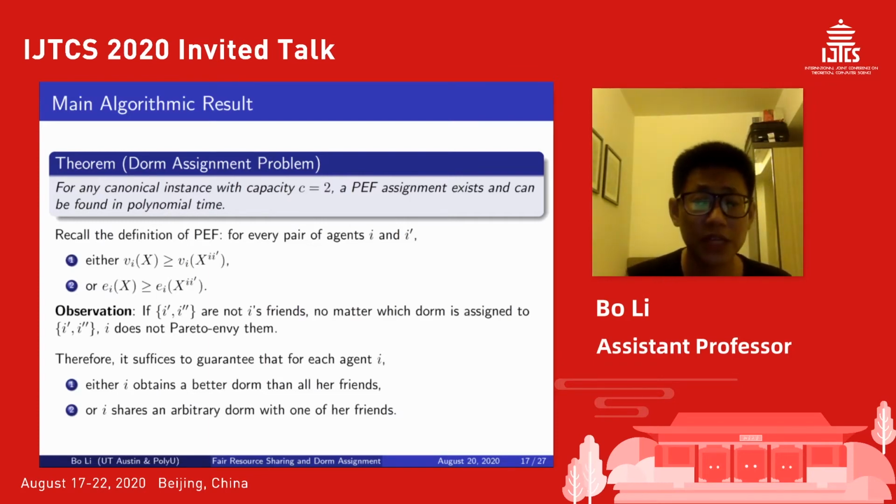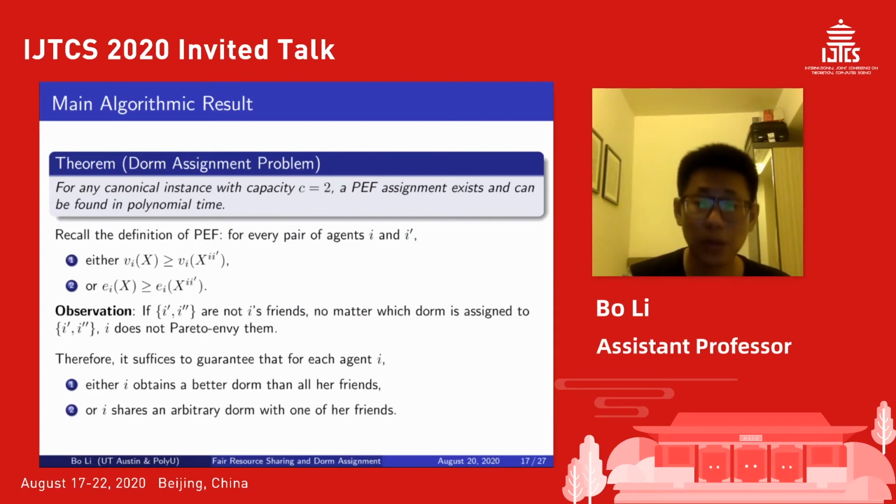Given this observation, we have a sufficient condition for Pareto NV-freeness. To guarantee Pareto NV-freeness, it suffices to guarantee the following for each agent I. Either agent I obtains a better dorm than all her friends. If this condition holds, it means that agent I will not Pareto envy her friends because her resource is better than them. Moreover, by the above observation, we know that agent I will not Pareto envy non-friends.